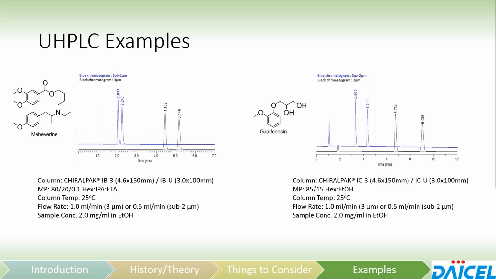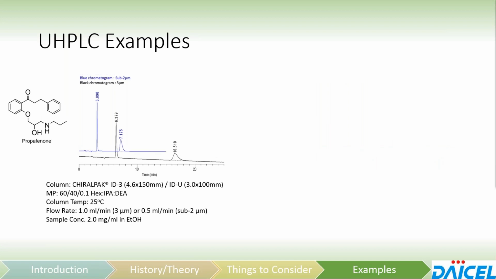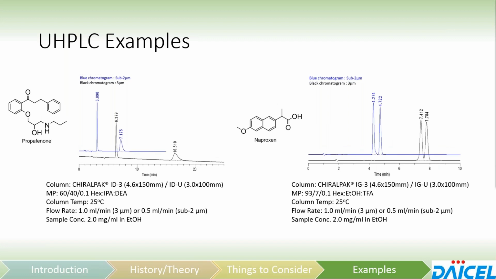Guaifenesin now switching over to IC. So this is IC3 to ICU, going from 9 minutes or say 10 minutes for this analysis down to 4.5 minutes. Propafenone on ID and IDU. Naproxen now switching over to IG, IG3 to IGU. Another case here where you almost have baseline separation, but not quite. And now you're achieving baseline separation with some little impurity in that sample there.